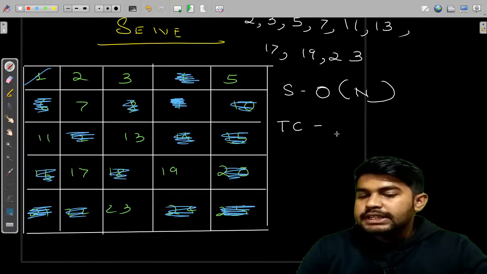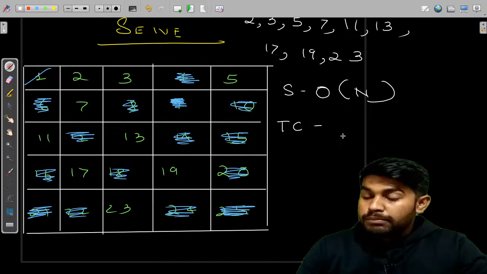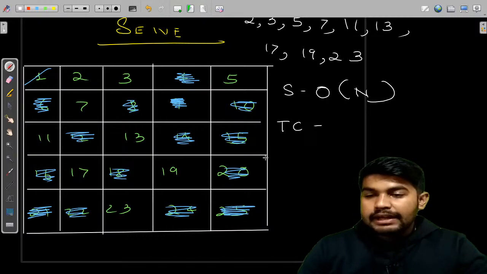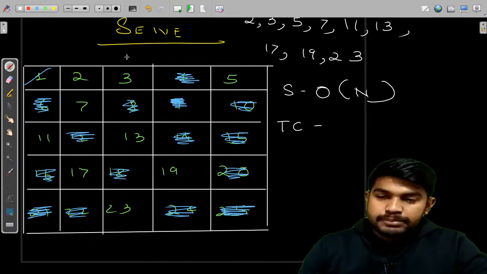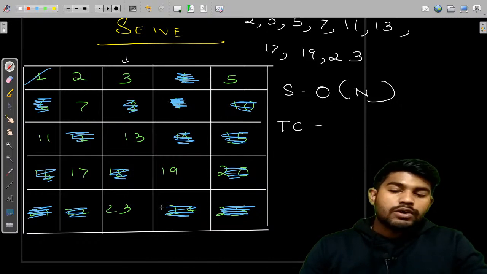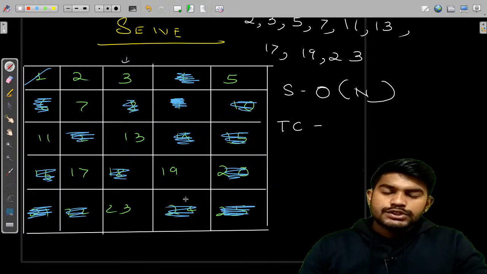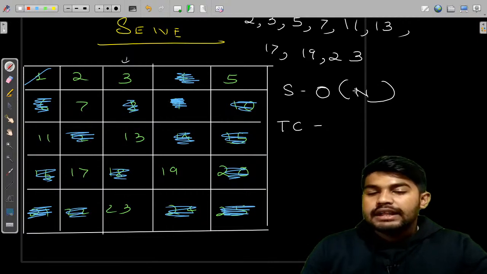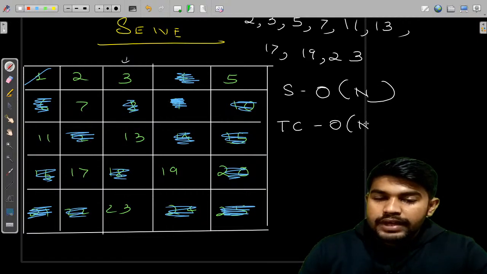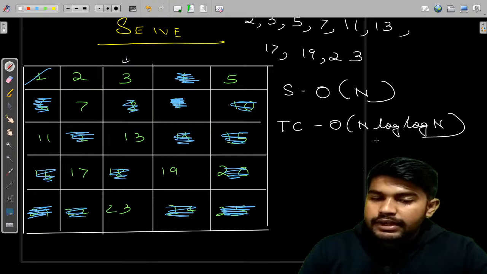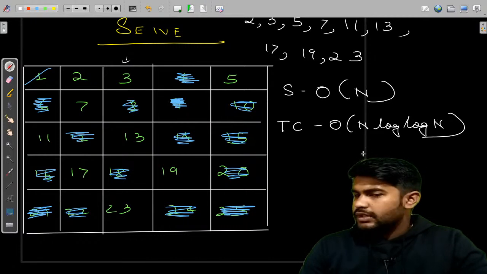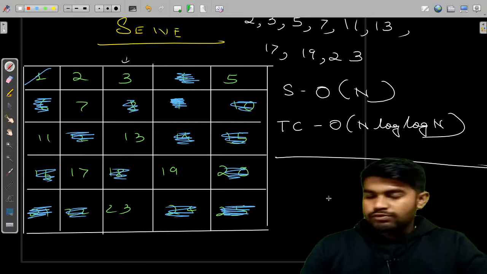Time complexity would be how much? We are iterating on all the elements, so basically it would be n. Then we are getting a particular value and marking all its multiples. We won't be digging deep into that, but just understand that it is big O of n log n. So this is the space and the time complexity.